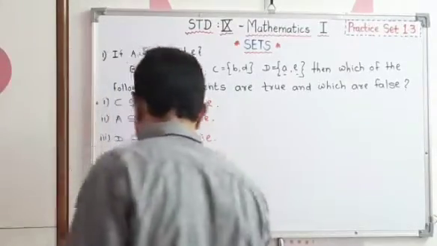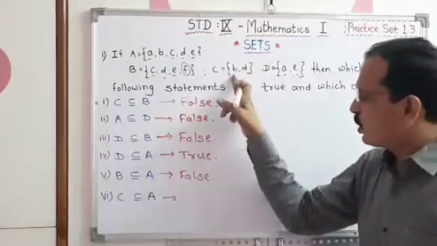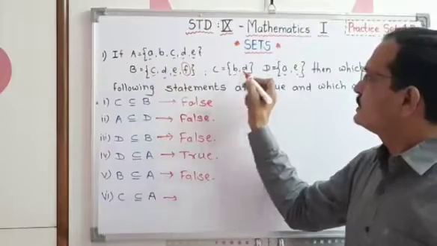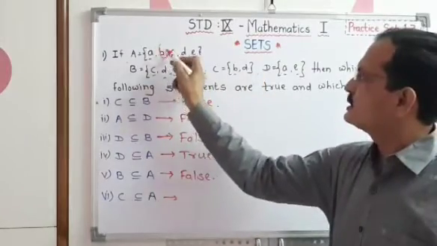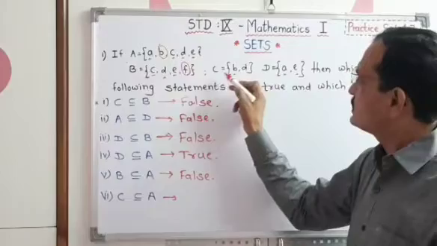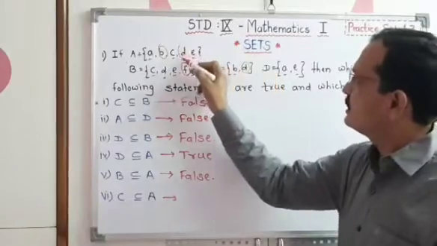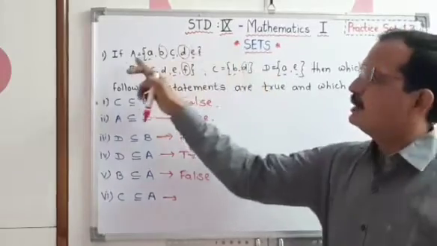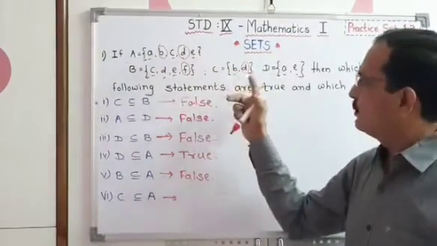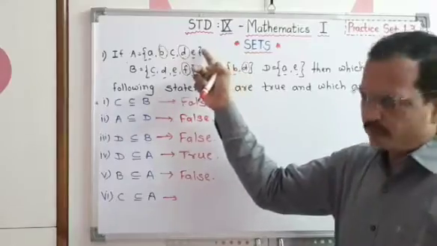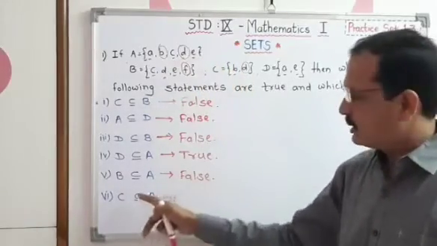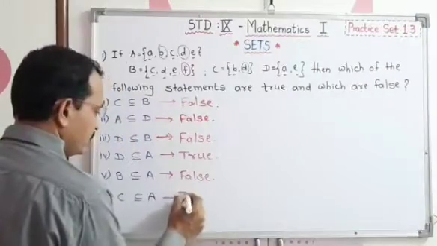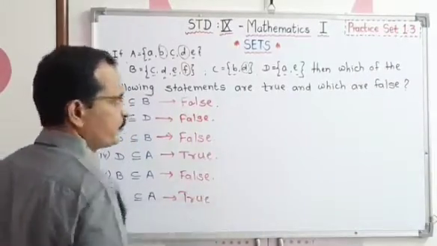Then the last one, C is a subset of A. Now compare these two sets. Element of set C, B, is present in set A. Element of set C, that is D, is also present in set A. That means both the elements of set C are present in set A. Therefore, C is a subset of A, and this statement also says that C is a subset of A. Therefore, this statement is a true statement.